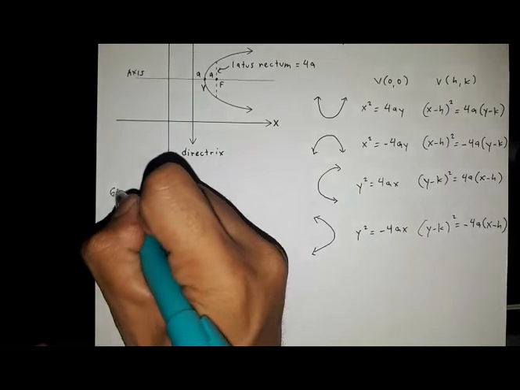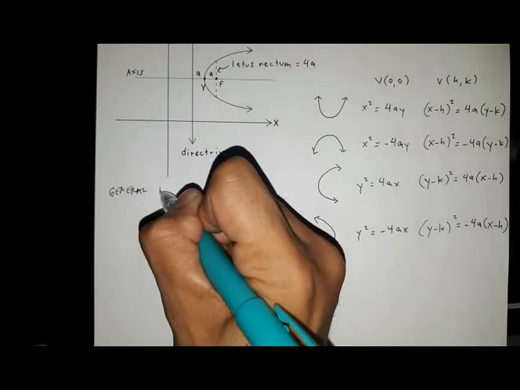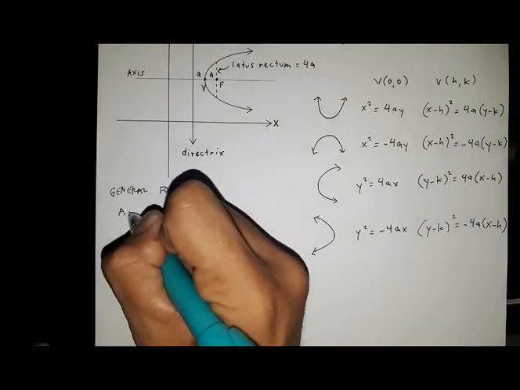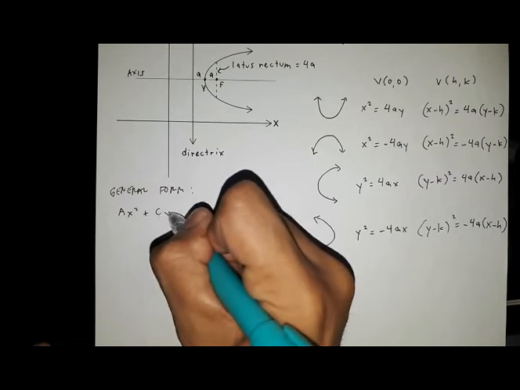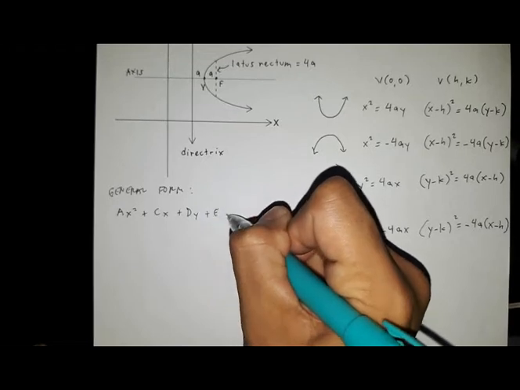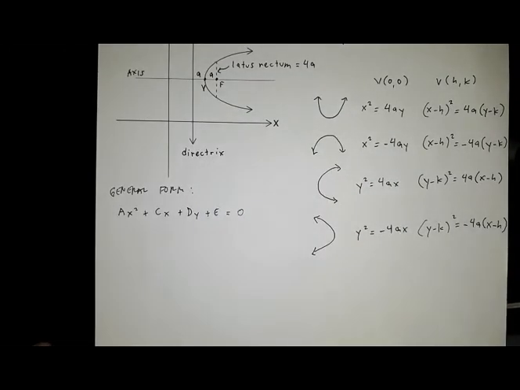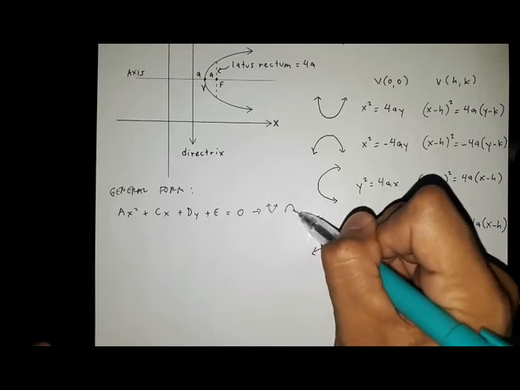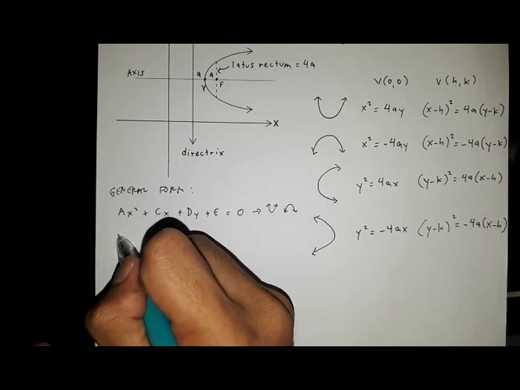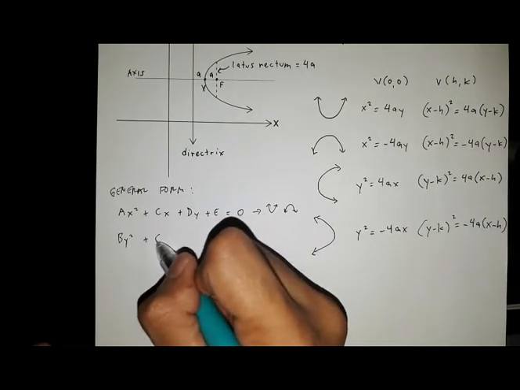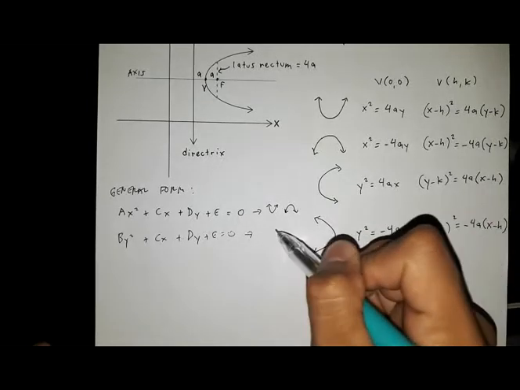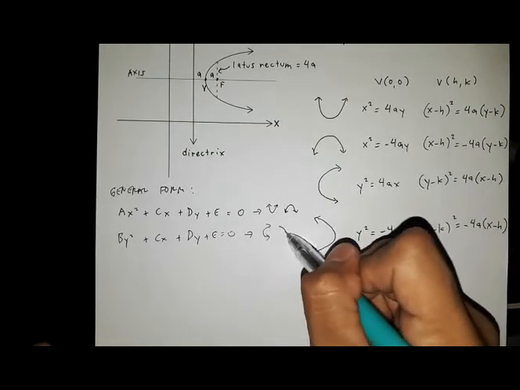The general form for a parabola can either be ax squared plus cx plus dy plus e equals 0, if your parabola opens upward or downward, or by squared plus cx plus dy plus e equals 0 if your parabola either opens to the right or to the left.